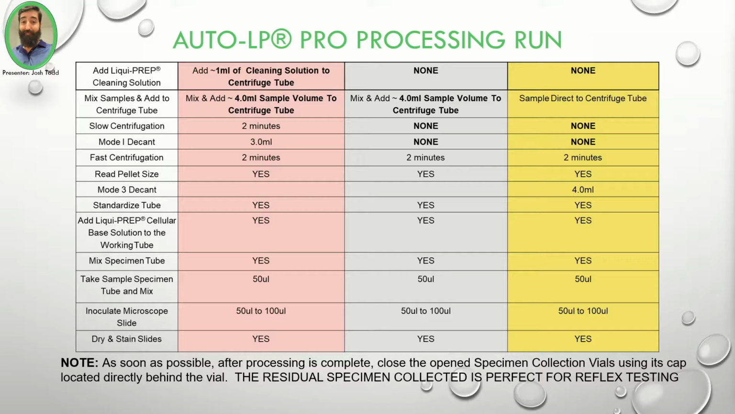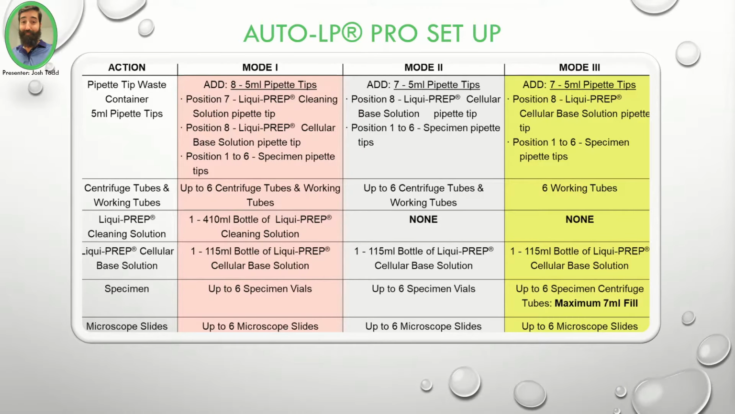Next, cellular base solution is added to the appropriate tube depending on the pellet height. After the cell base has been added, the specimens are mixed. Then 50 microliters of the specimen is added to the working tube, and then mixed with the cellular base before inoculating the microscope slide. Allow the slide to dry completely before staining. Next, I would like to review setting up for a processing run on the AutoLP Pro.